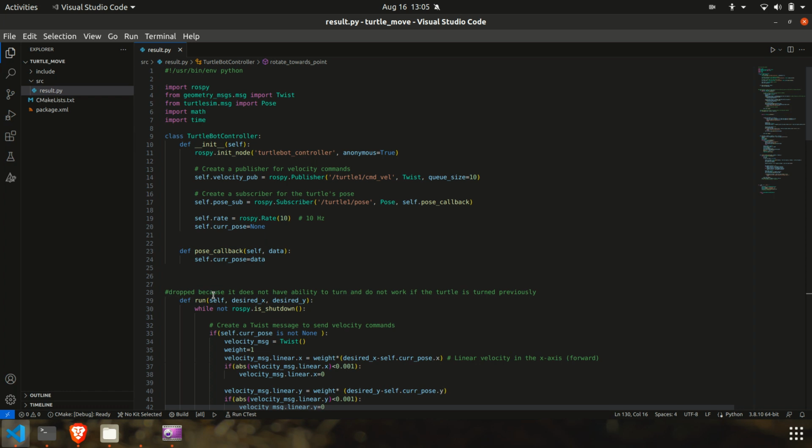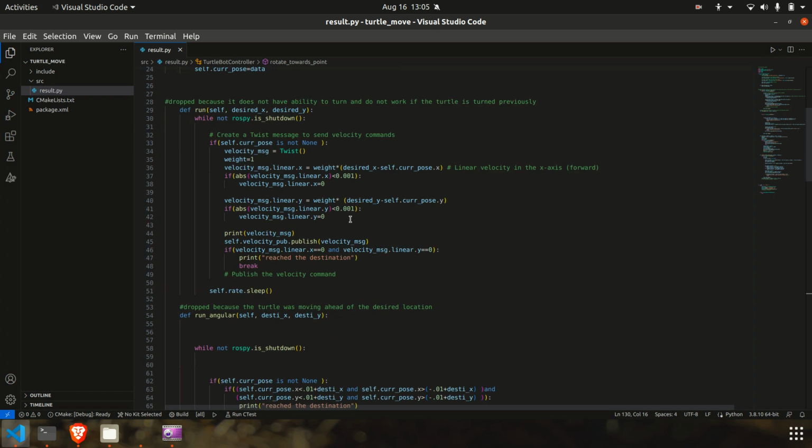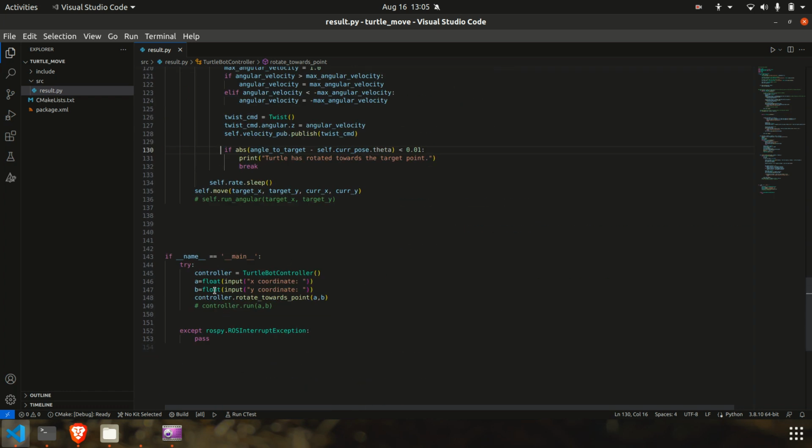So this is our function for moving the turtle to the desired point. I had initialized the node turtlebot controller. We have the publisher for publishing the velocity and the subscriber for subscribing to the pose of the turtlebot in the plane of the turtlesim simulator. Now we are initially taking input of the desired coordinate from the user, and then we are calling a function rotate towards the point.